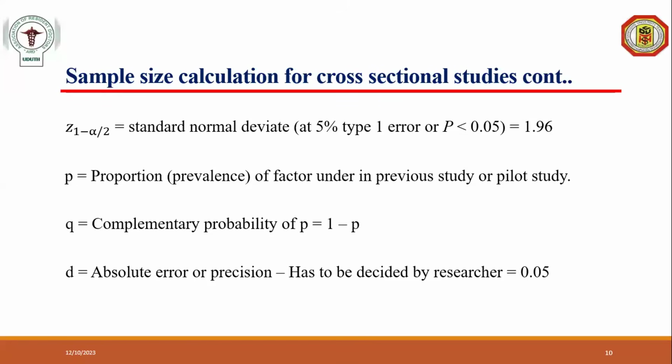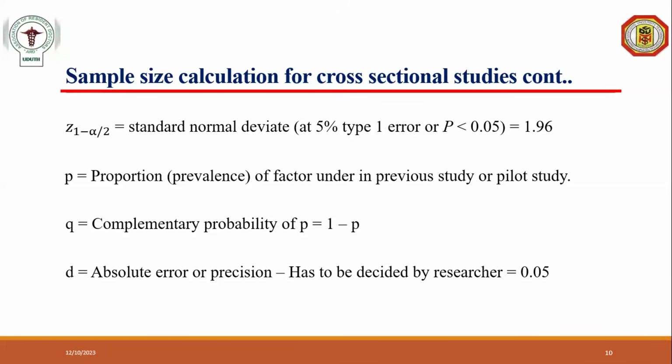If you have not conducted a pilot study, then you use a p-value of 50%. You can use a p of 50%. Why? Because a p of 50% is the p that will give you the highest sample size.